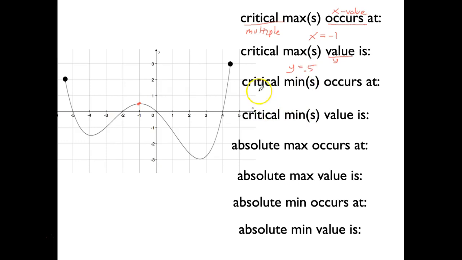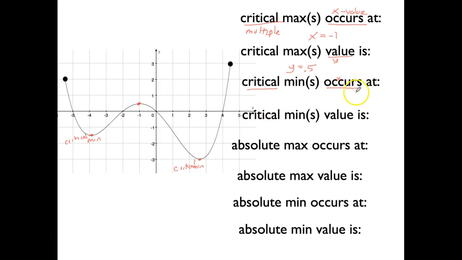Okay, critical min. Critical meaning there could be many of them. Min occurs, occurs meaning the x value. Okay, so let's see if there are multiple minimums where it switches from decreasing to increasing. So this is a critical min, right? And this is a critical min as well.